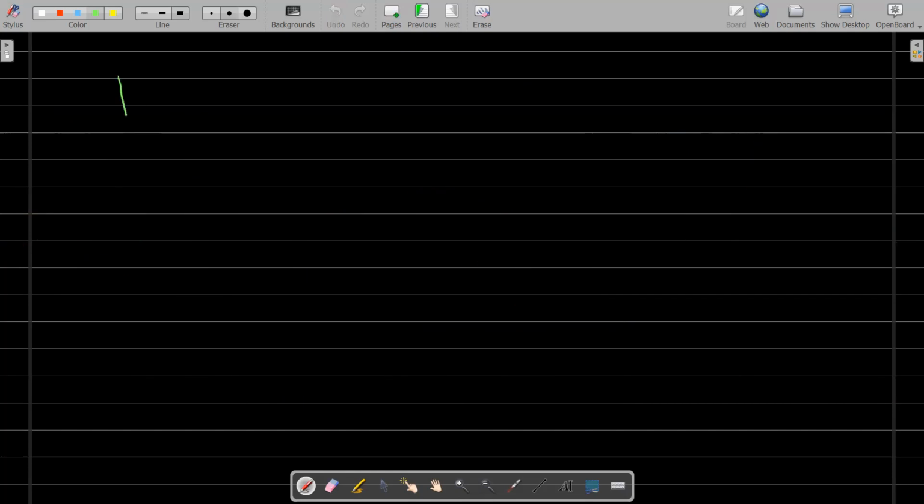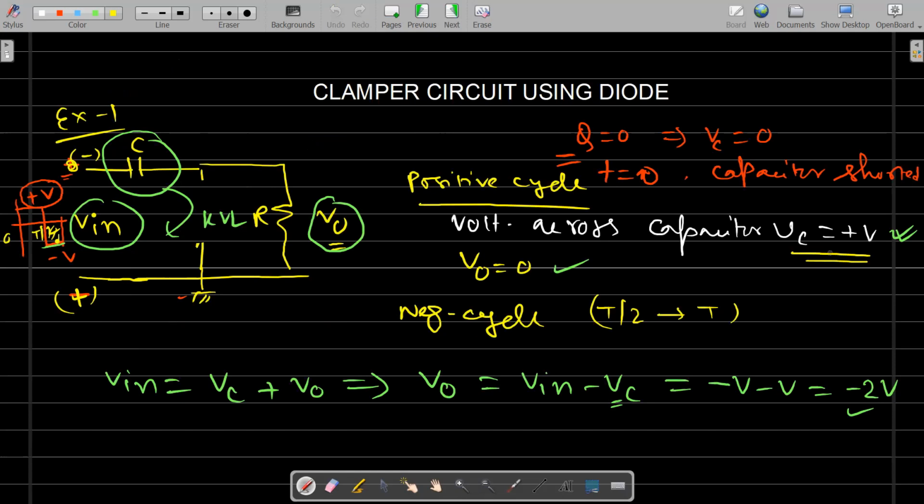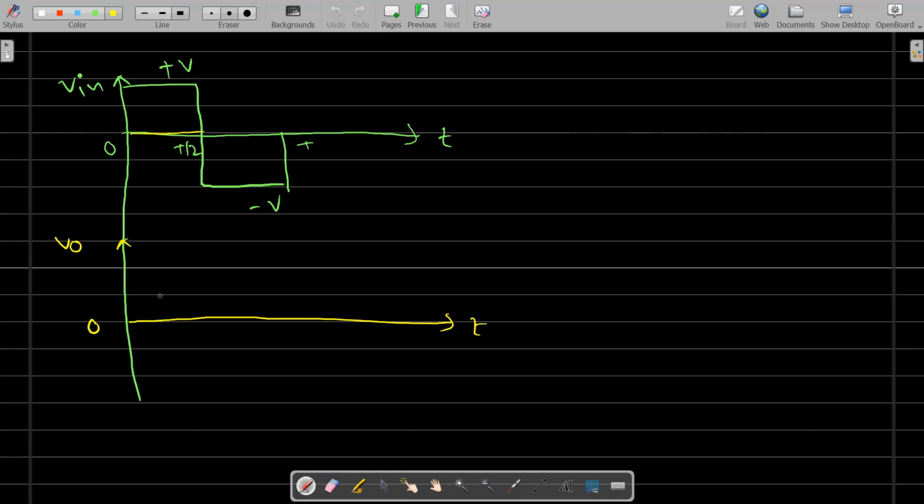So if we plot the graph of input and output, so time axis, let this one be your input. So this is plus P, this is minus P, this is 0, T by 2 and T. Okay. Now if we plot the output here, so V0 is 0. See, for positive cycle, as per our analysis, we are getting V0 equal to 0. So for positive cycle, 0 to T by 2, the output is 0 here.